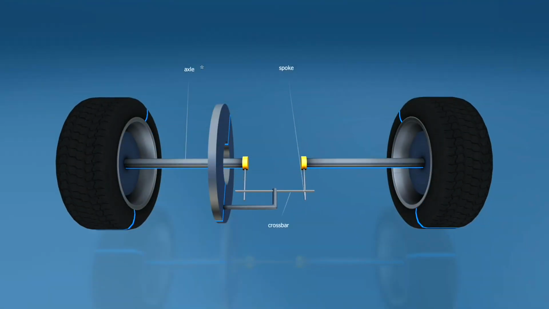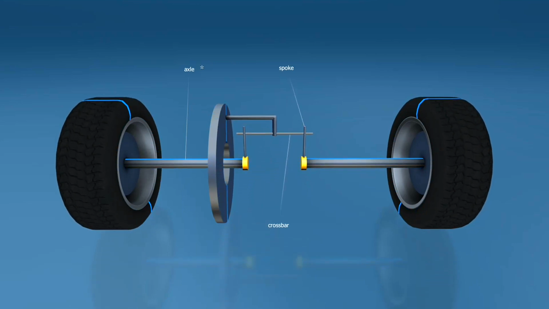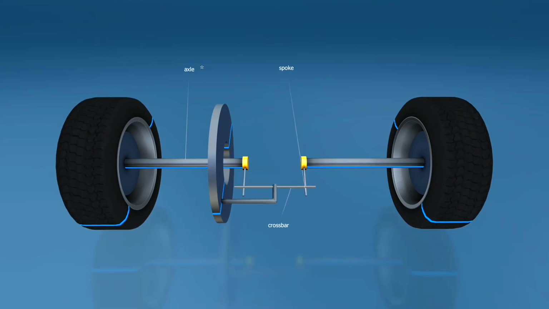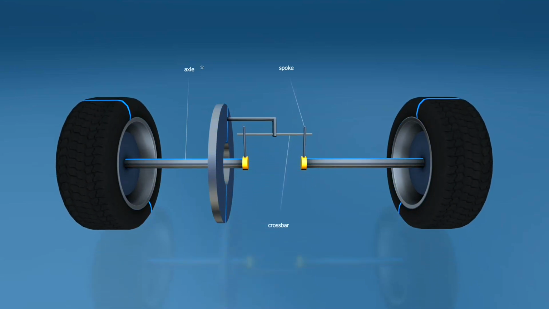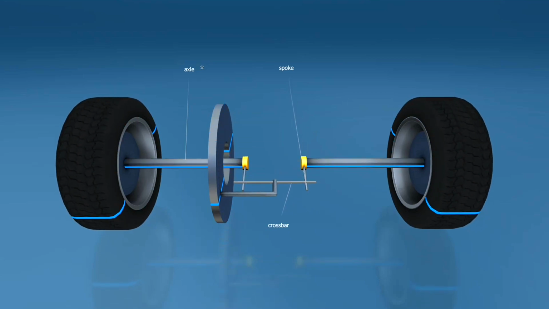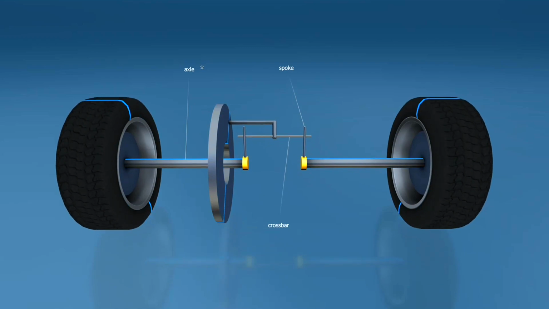Now let's see how the differential evolved. The two driven wheels are mounted on separate axles. There are spokes attached to the inner end of both axles, which are driven by a crossbar pressed against them. The wheels can only rotate simultaneously at the same speed.